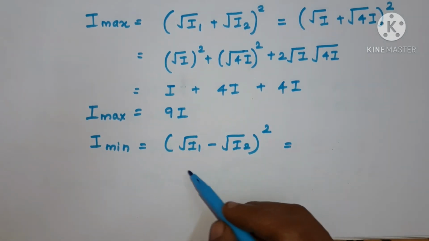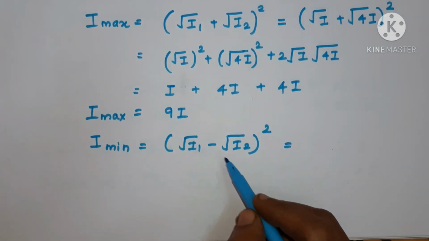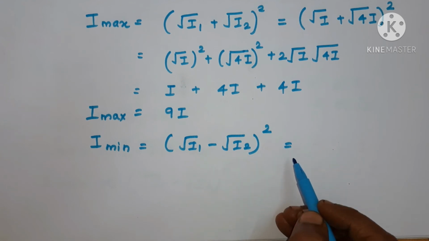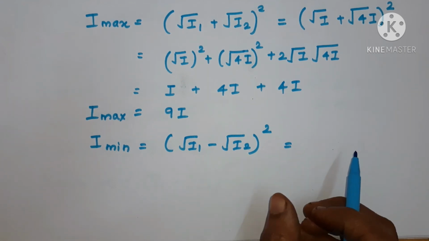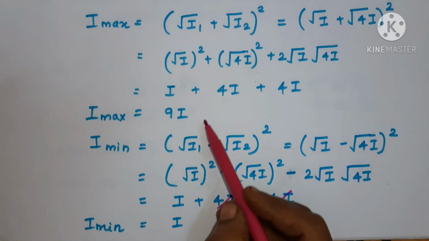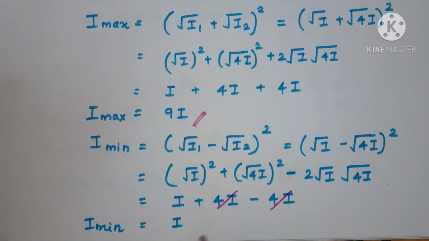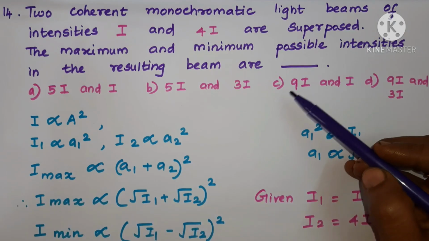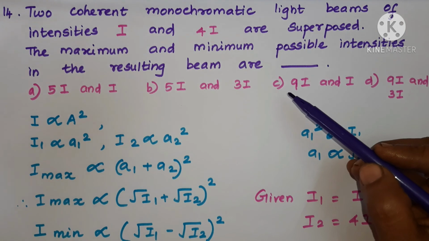Similarly, we can write it for I minimum. Root of I1 minus root of I2 the whole square is equal to, we substitute the values and simplify. We get the value of I minimum is I. So I max is 9I and I minimum is I. Therefore, the correct option is option C, 9I and I.